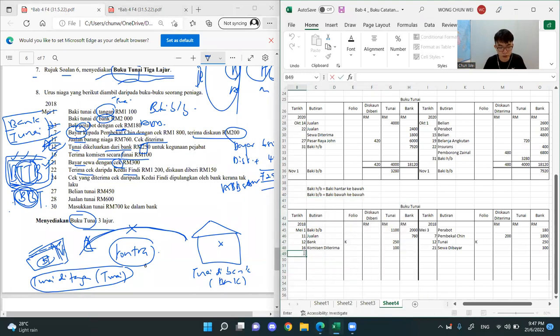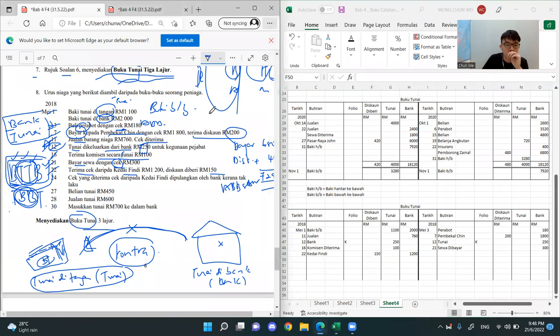So on the 22nd, daripada siapa? Daripada kedai Findi, our account belum terima, Findi. So how much yang terima check? 1,200 bank, 1,200 ringgit. And then kita telah berikan discount 150 ringgit. So discount diberi here, 150. Done. That's 22nd.